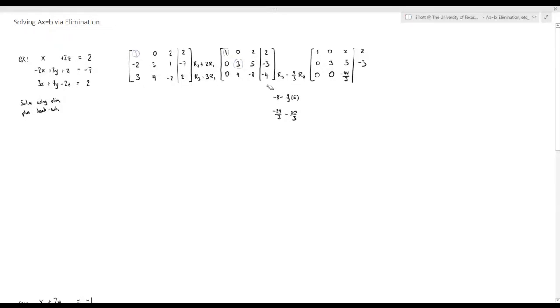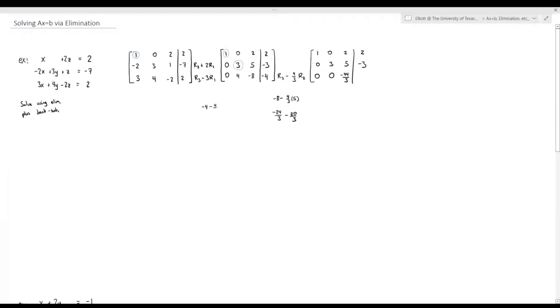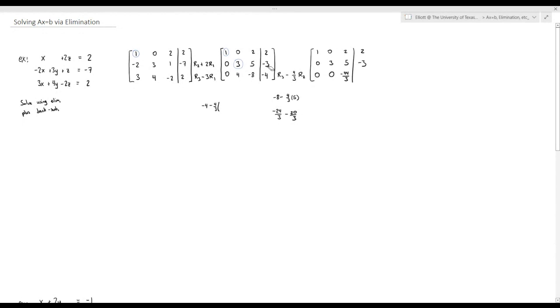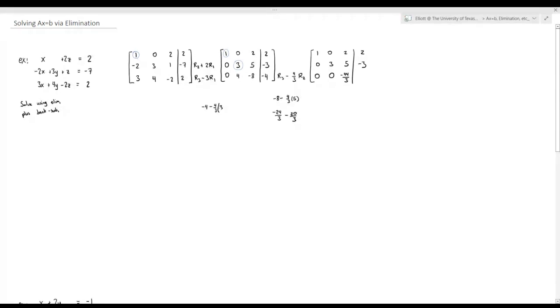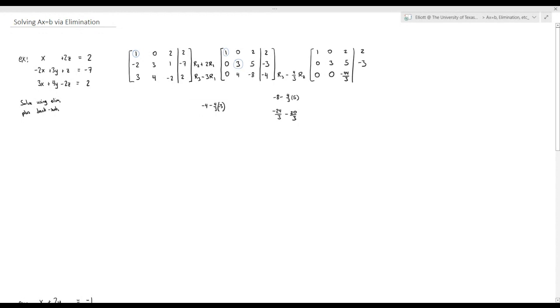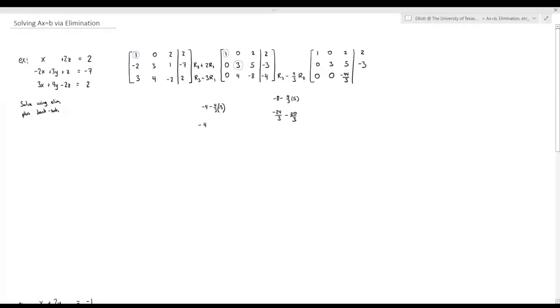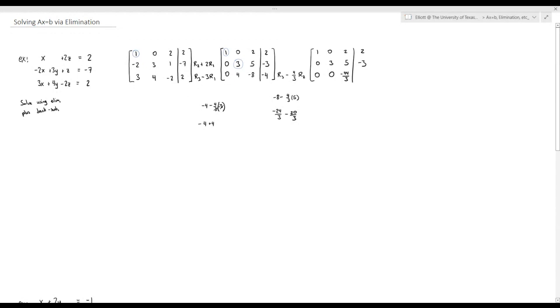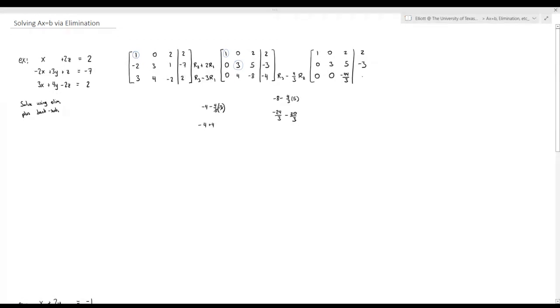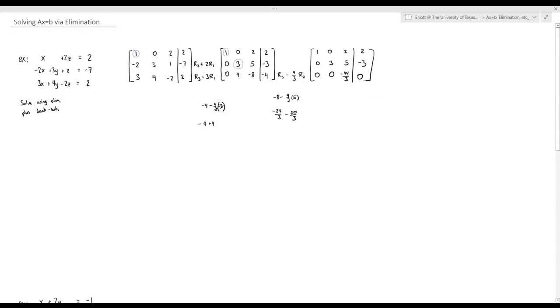And then just real quick doing the last one. So row 3, so -4 minus 4/3 times row 2, and we have -3 in row 2, so -3. So in this case, the 3's will cancel, so that's like -4. Oh, +4. Oh, okay, that's pretty nice. So that's a 0. Cool. All right.